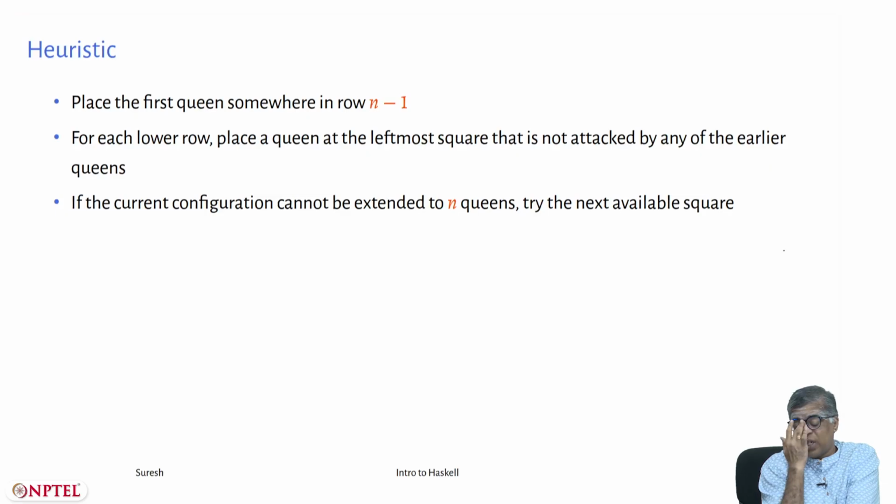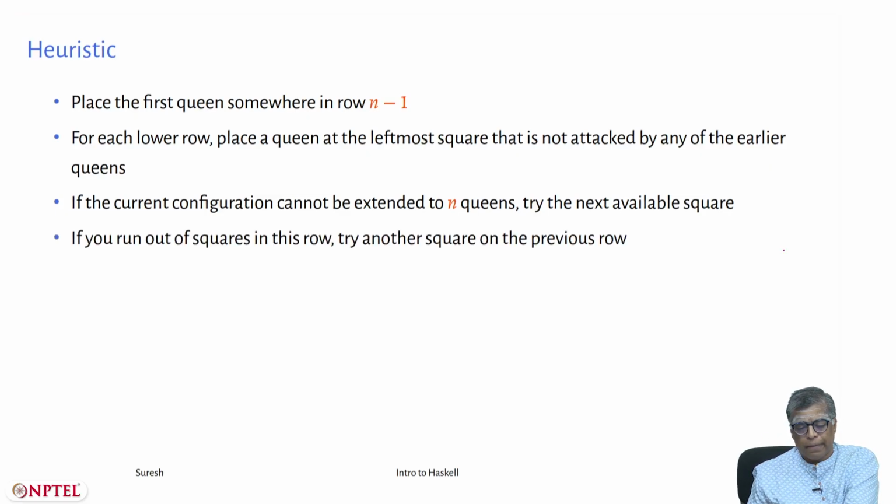If the current configuration cannot be extended to n queens, try the next available square. So this is what I want to do. If you run out of squares on this row, try another square in the previous row. So you have to backtrack. This is the backtracking.